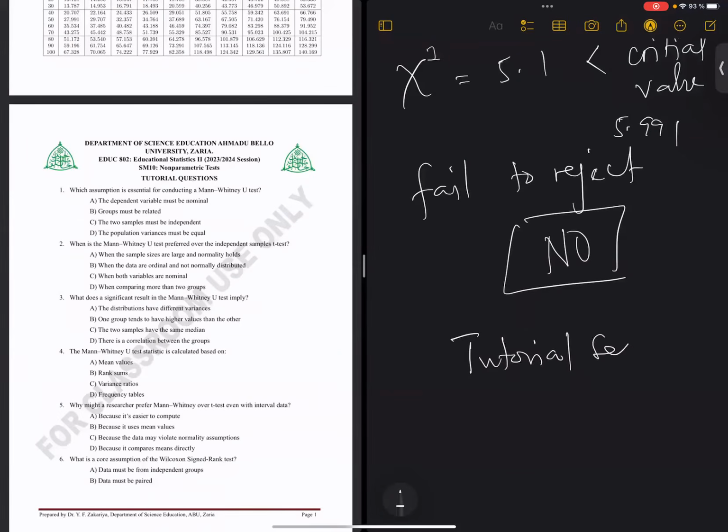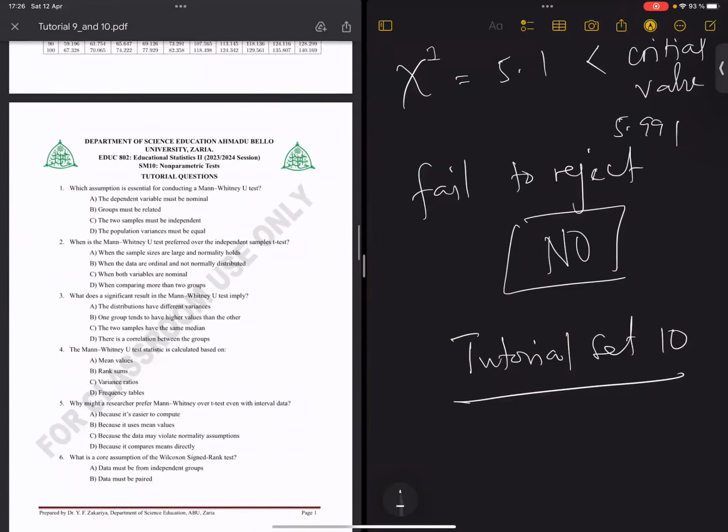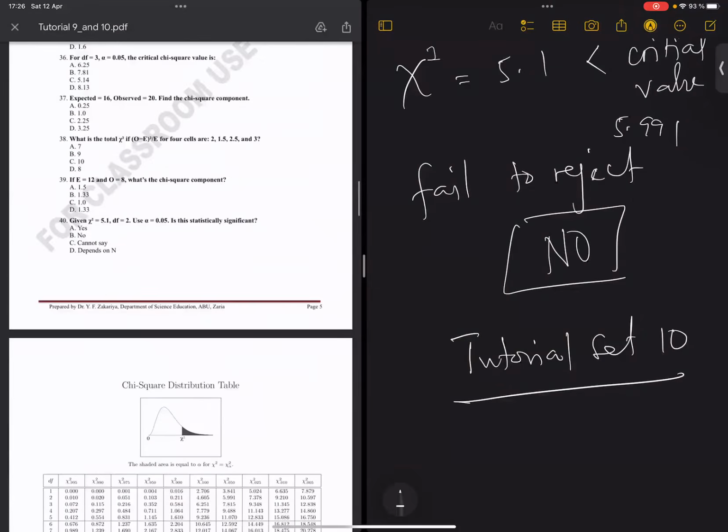Excuse me, sir. Yes. Sir, you mean when you fail to reject, then it's significant? It is not significant. It is not statistically significant. The question says, is this statistically significant? The answer is no, because we failed to reject the null hypothesis. It is only significant when we reject the null hypothesis. Thank you, sir.